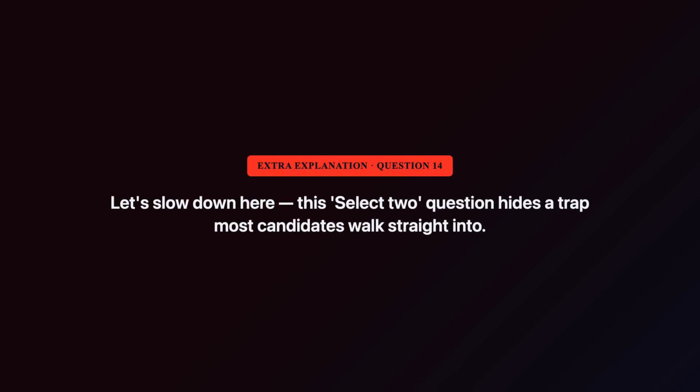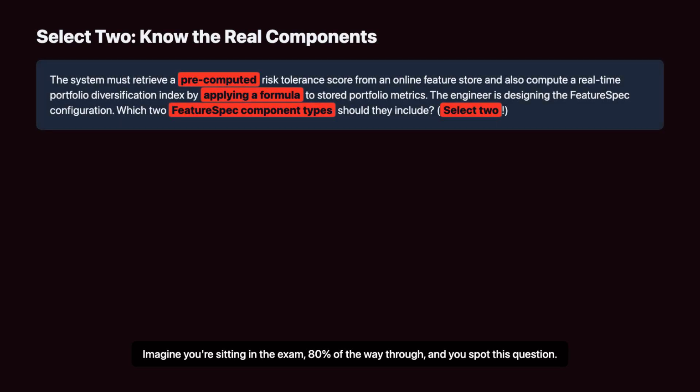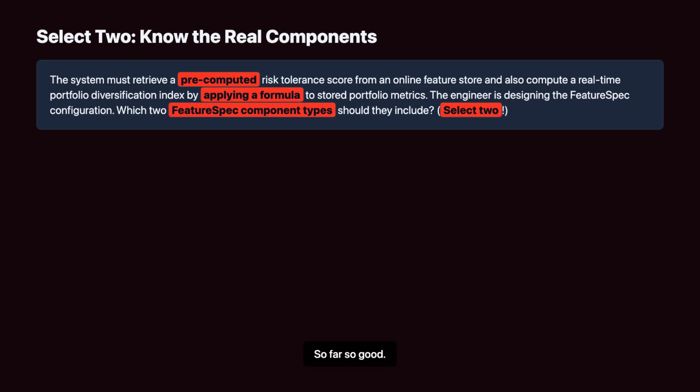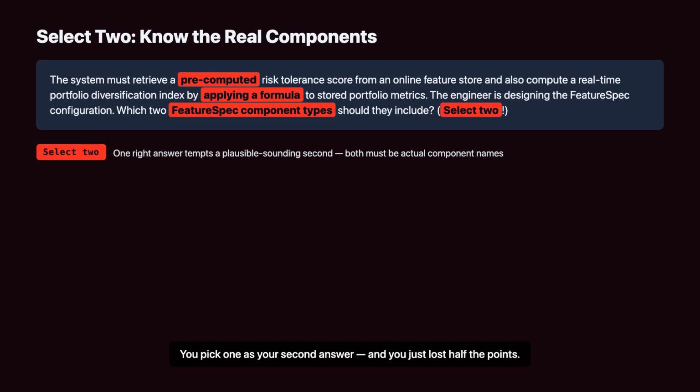Let's slow down here. This Select 2 question hides a trap most candidates walk straight into. Imagine you're sitting in the exam, 80% of the way through, and you spot this question. You quickly realize option A is right. Feature lookup fetches a stored score by user ID. So far, so good. Then you glance at B through E. Feature stream sounds logical for a finance app. Feature summary sounds like it aggregates transaction history. You pick one as your second answer, and you just lost half the points.